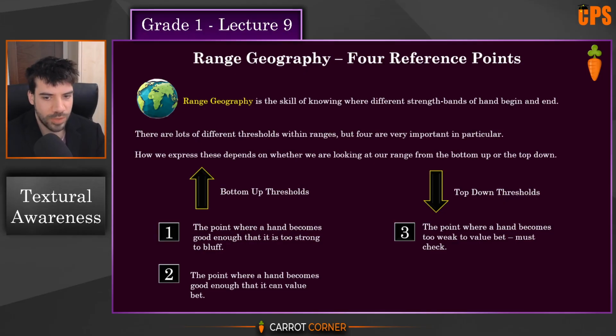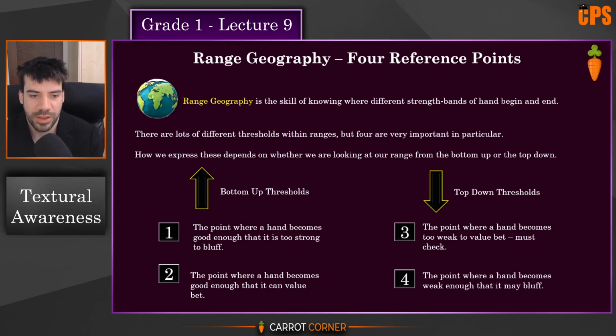This is basically the inverse of 2. When you're moving up the range, you pass 3, a hand that's just too weak to value bet, and then you reach 2. But when you're scanning down the range, you reach 2 before you reach 3. And then threshold 4, this is the inverse of 1, the point where a hand becomes weak enough that it may bluff. So we've said that bottom-up threshold 1 is, okay, we've reached a hand that's too good, now it's not going to bluff. But when you're moving the other way, you reach a hand where you're like, aha, this one is now weak enough that it can bluff. It doesn't have too much showdown value such that checking is better by virtue of the hand being mediocre.